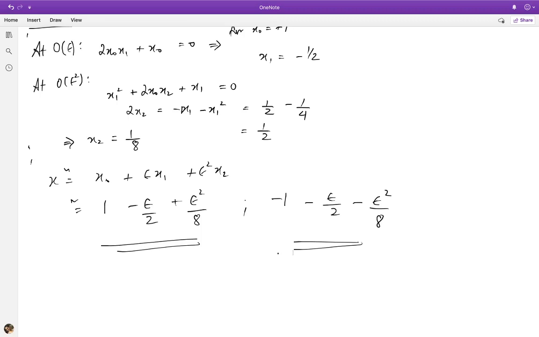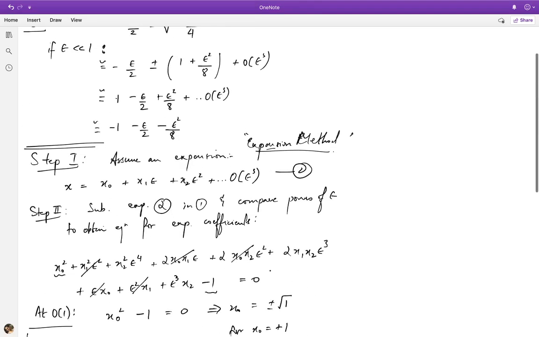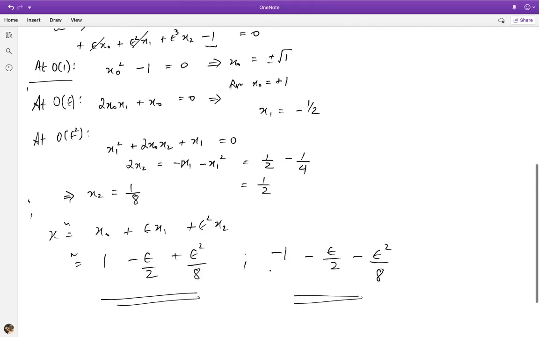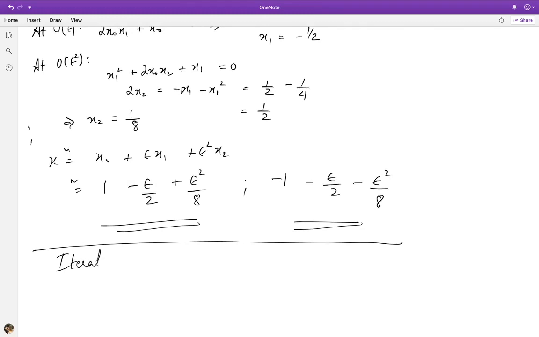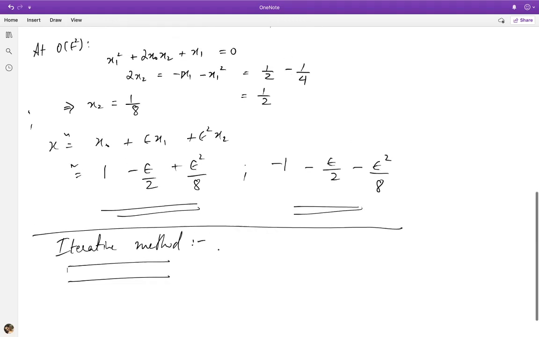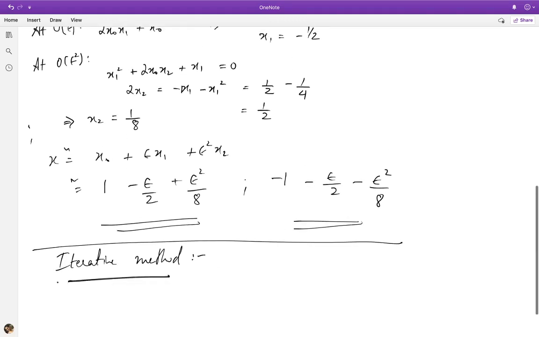Okay, so this is a simple example just to show you how the mechanics of perturbation methods work. Remember, this I said was the method of expansions. Now there is another method called the iterator method, which is just another method to obtain perturbation solutions. You'll ultimately get the same expansion for a given problem, but the way you obtain the expansion is different.